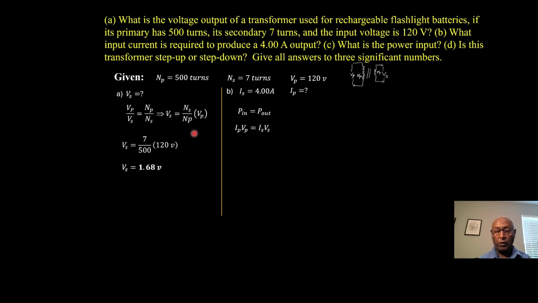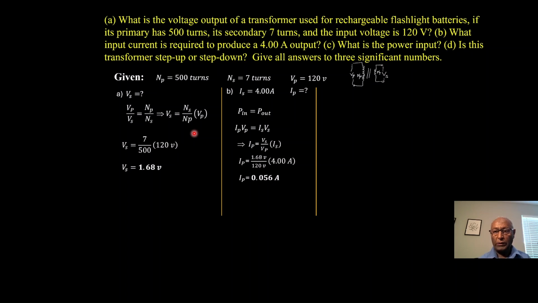We have everything except for the current of the primary. Therefore, we rearrange the equation for the primary. I sub P will be the ratio of the voltage of the secondary to that of the primary multiplied by the current. Just plug in the numbers. The voltage of the secondary is 1.68 volts. We have calculated this in A. And 120 volts is the voltage of the primary, which is already given. With the given current of the secondary of 4 amp, we get the current of the primary to be 0.056 amp.